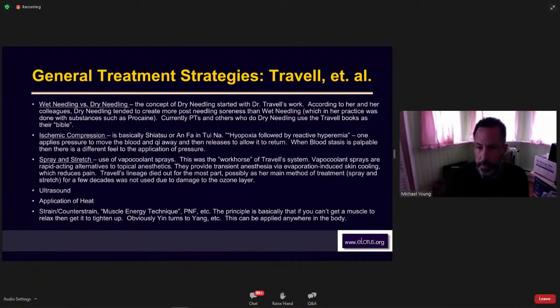And then, as you can guess, the dry needlers have come out with research showing that there is no significant post-needling soreness. So I guess it depends who you want to believe. According to Travell and her colleagues, dry needling tends to create more soreness. I talked about that, and she used procaine. As you know, it varies state by state, but currently PTs and others who do dry needling use the Travell books as their Bible.